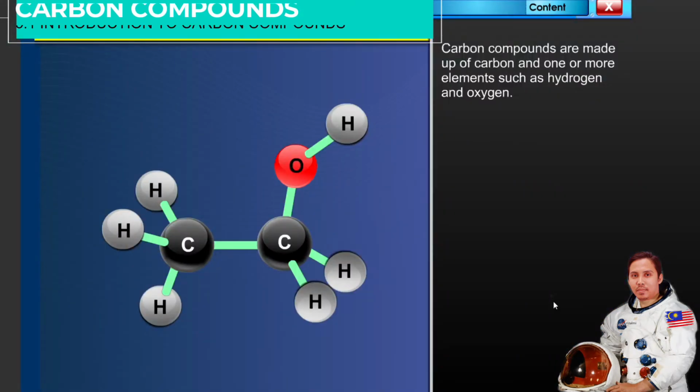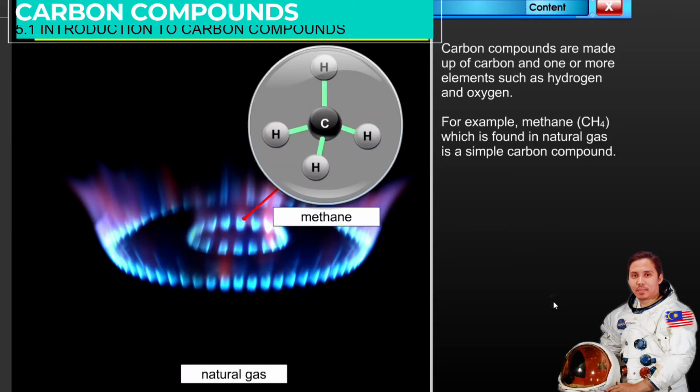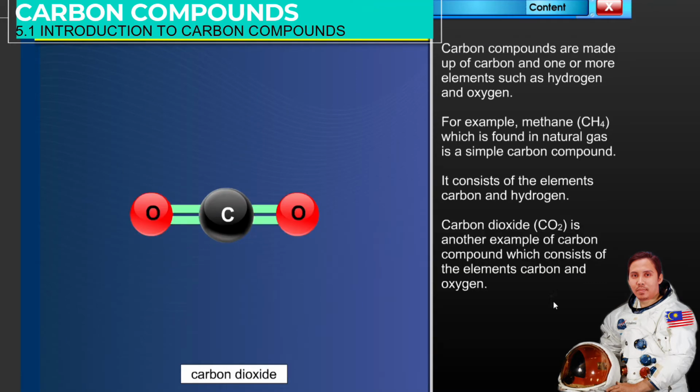Carbon compounds are made up of carbon and one or more elements such as hydrogen and oxygen. For example, methane, CH4, which is found in natural gas, is a simple carbon compound. It consists of elements carbon and hydrogen. Carbon dioxide, CO2, is another example of a carbon compound which consists of elements carbon and oxygen.